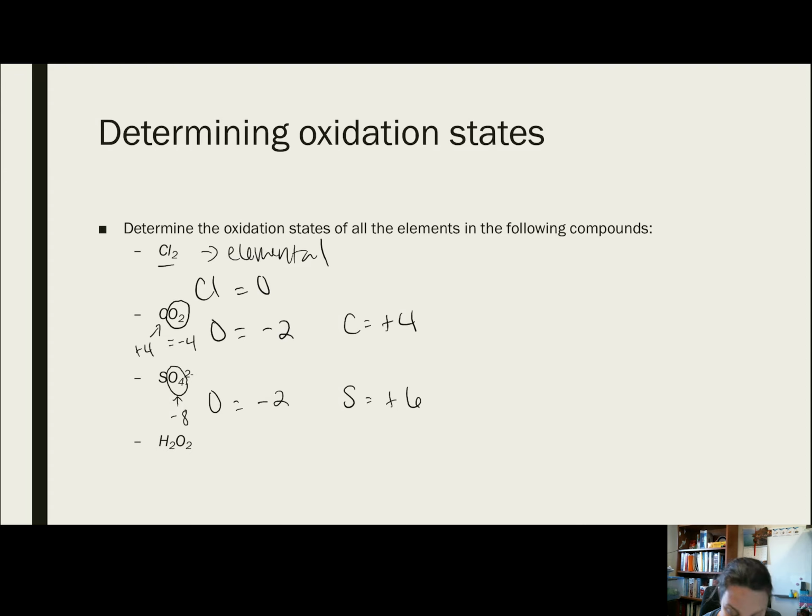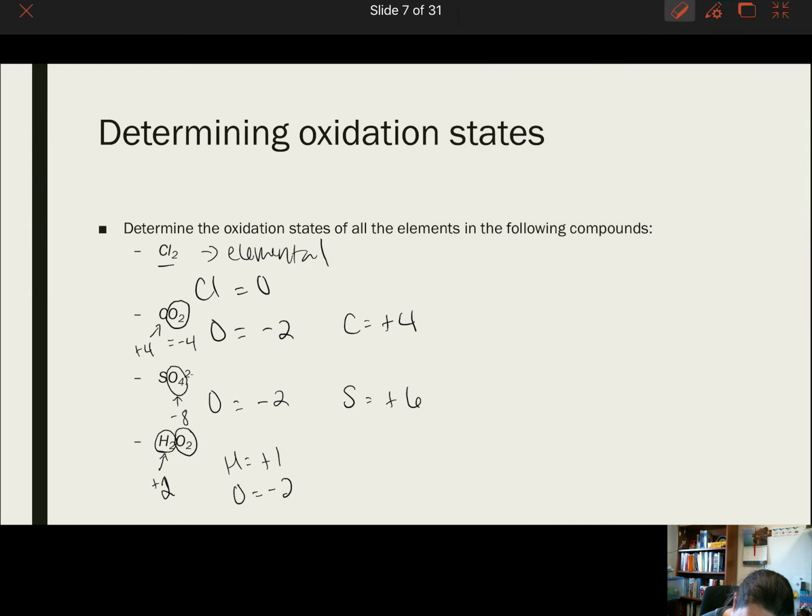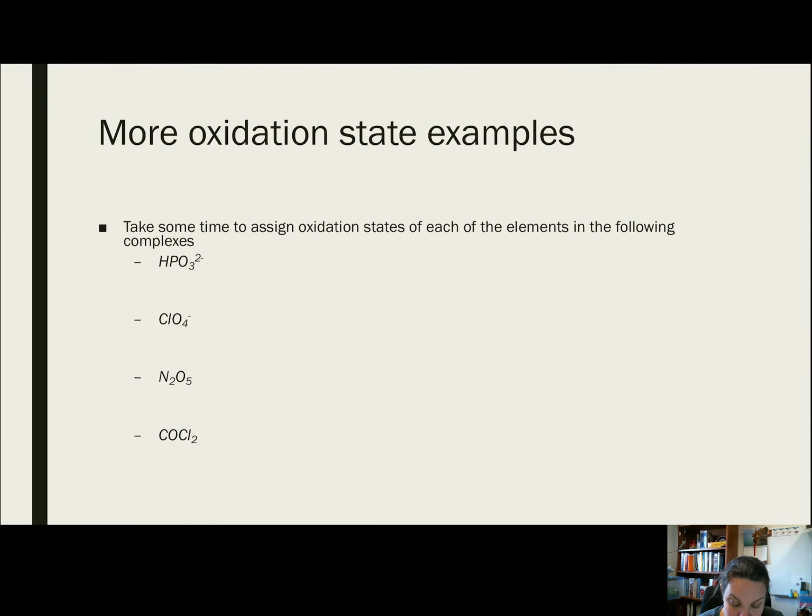And then H2O2: the hydrogen is going to take precedence. The hydrogen is +1, so this portion is +2. So this portion must be -2. We have 2 oxygens, so each oxygen would be -1. Okay, I would like you to try this on your own. See if you can get the oxidation states for all of these. They're on the PowerPoint if you want to check your answers.